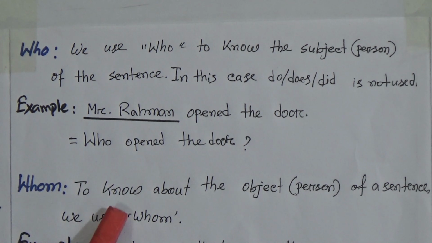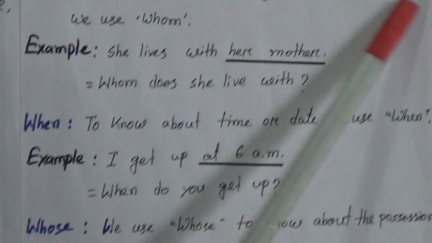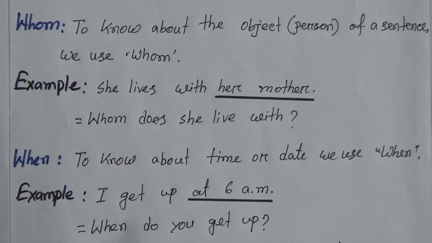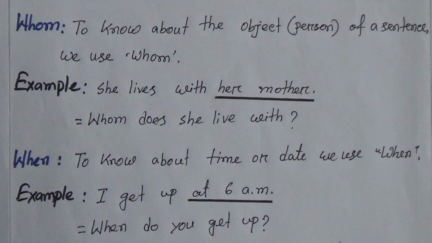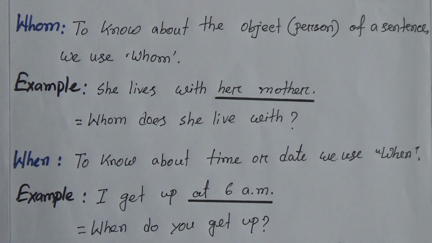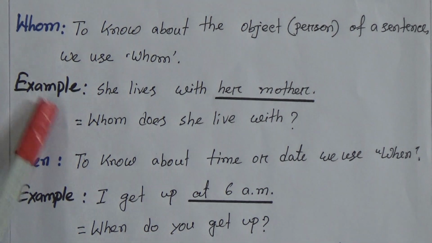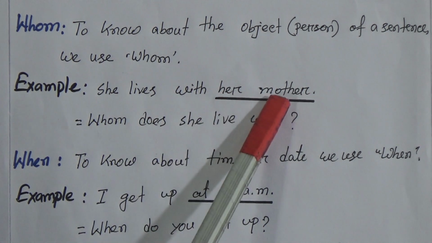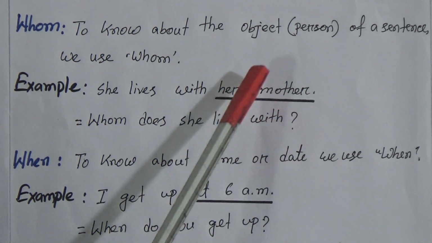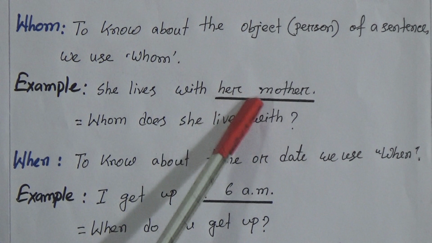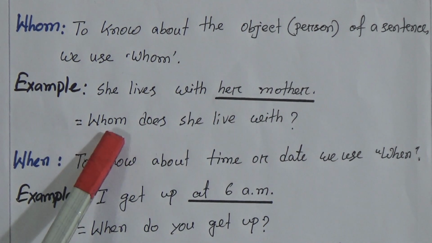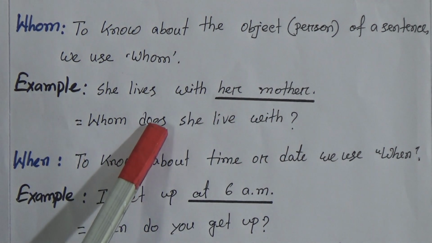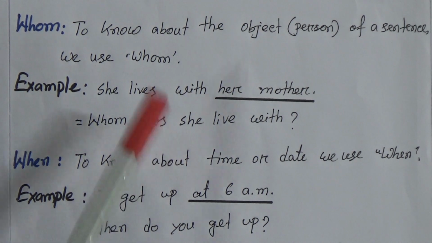Next one is whom. To know about the object, person of a sentence, we use whom. That means when we want to know about the object of the sentence and the object is a person, then we will use whom. For example, she lives with her mother. In this sentence, her mother is the object of the sentence and we want to know about this, so we will use whom, and whom takes do or does or did with it.